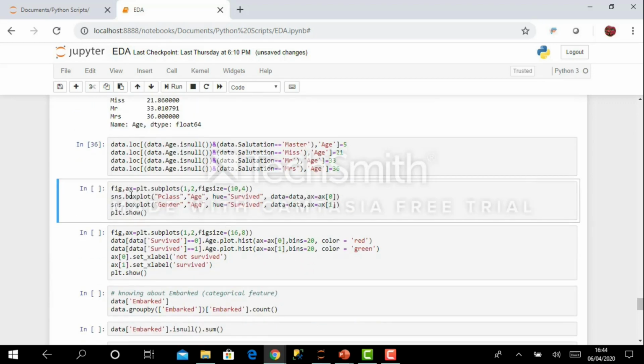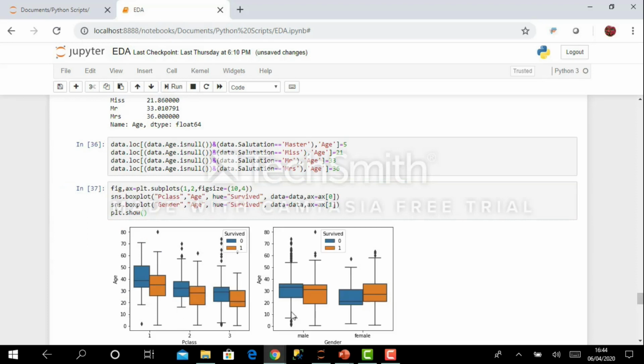Then let us have this. Again I am doing some box plots for Pclass and age, and gender and age, that we have done before, but that time there were a lot of null values. Now there is no null value, so it is getting plotted, but it will of course be a little bit different from the earlier one.